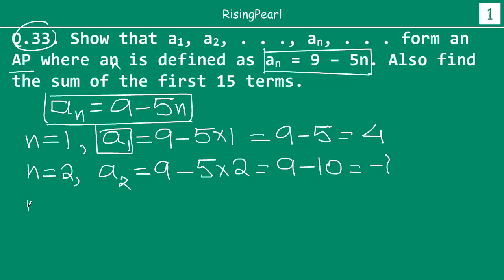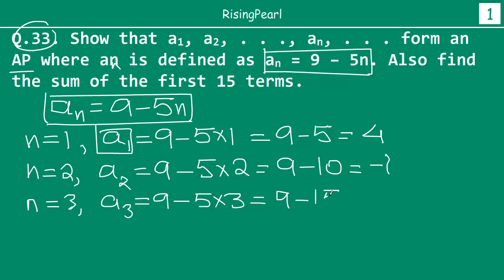Alright, let's do n equals 3. So that will be the third term. So here we have 9 minus 5 times 3. So we have 9 minus 5 3s are 15. So this will be equal to minus 6.